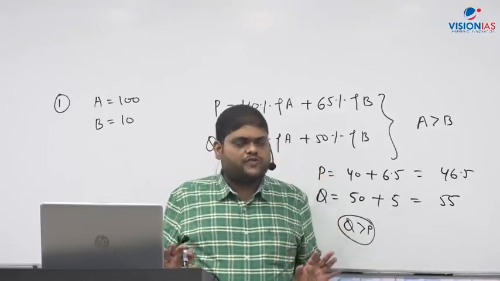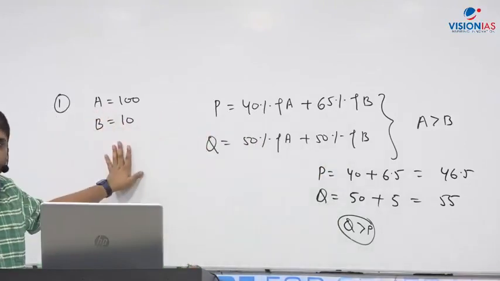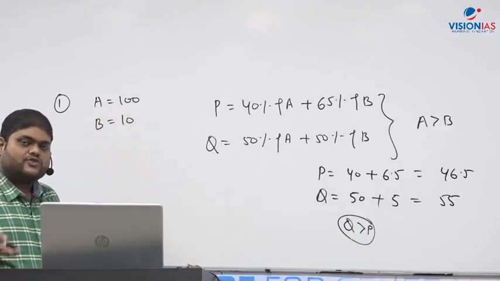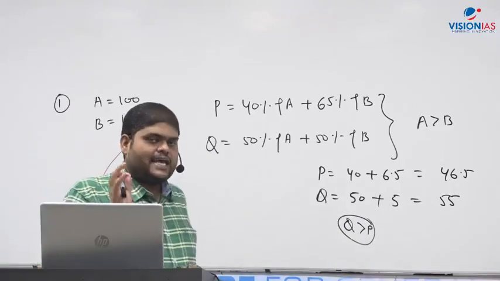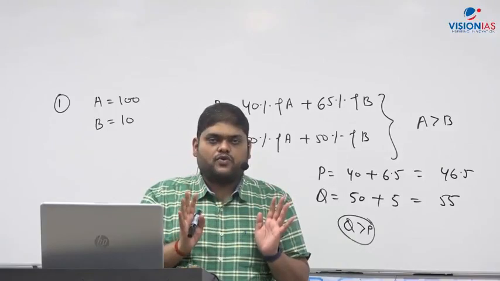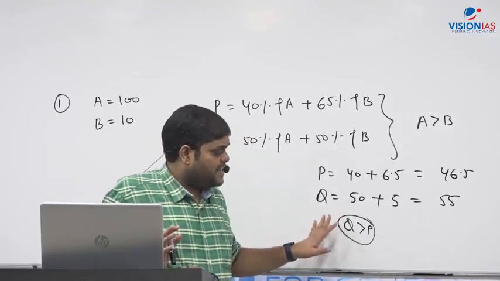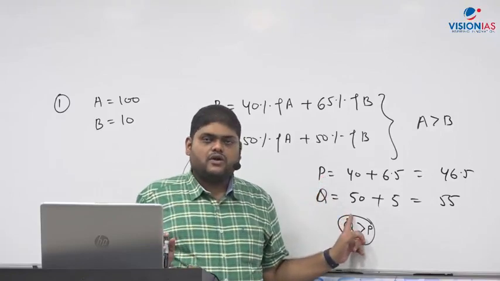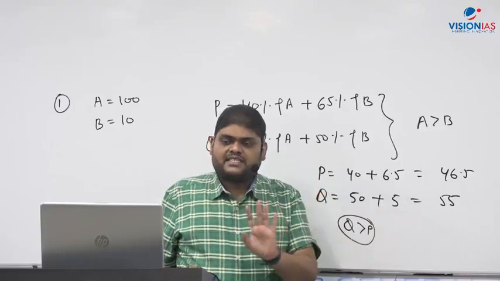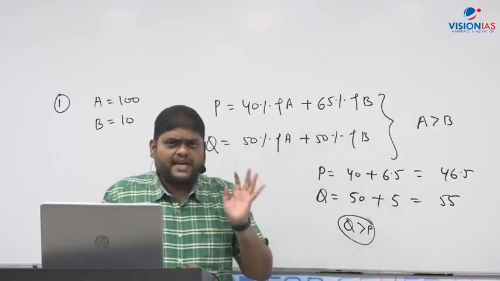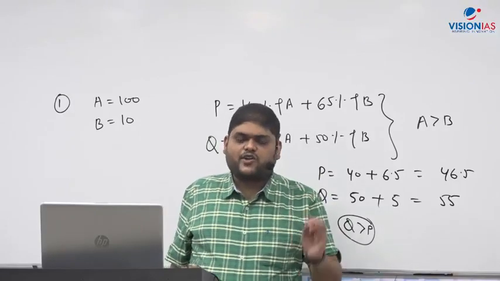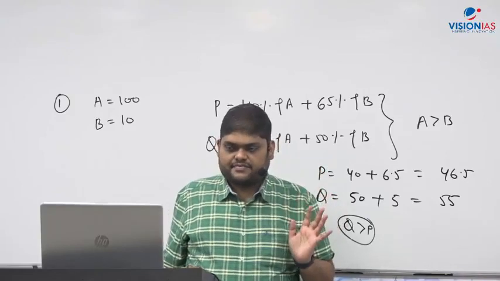That means whatever value you take, A is equal to 100 and B is equal to 10, or A is equal to 100 and B is equal to 50, or A is equal to 100 and B is equal to 99, any value you take, if the option is true in every case, that will be the correct answer. But here I have taken one value, and by this value I can say Q is more than P. So this doesn't mean that option B is correct. Please listen carefully: this doesn't mean that option B is correct.